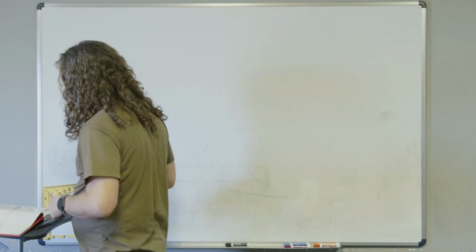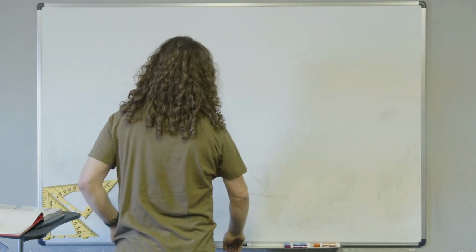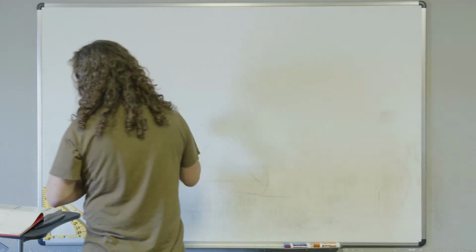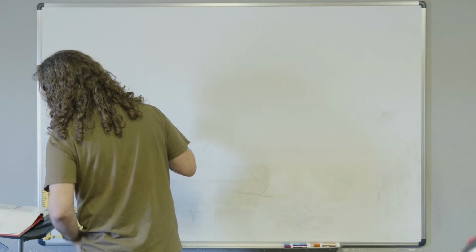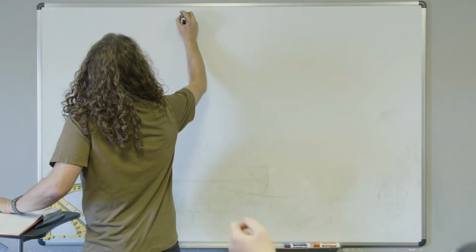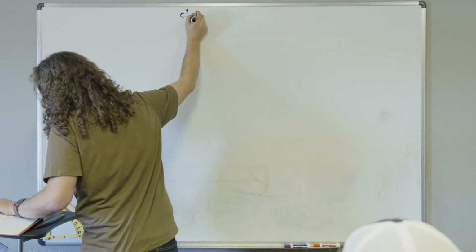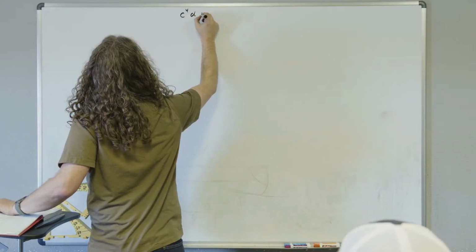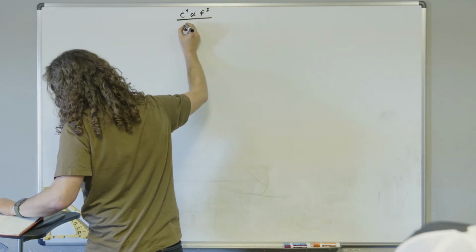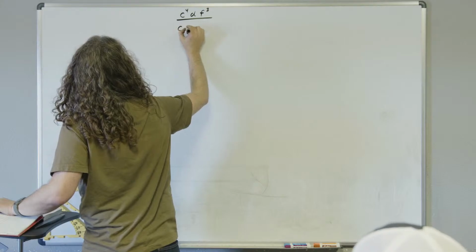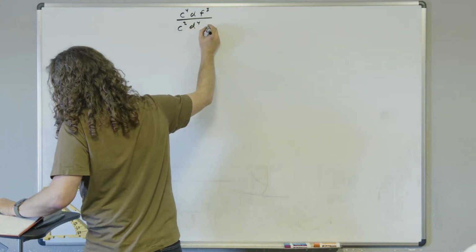22 sounds great. We were supposed to simplify c to the 4th, d to the 4th, f cubed all over c squared d to the 4th f cubed.